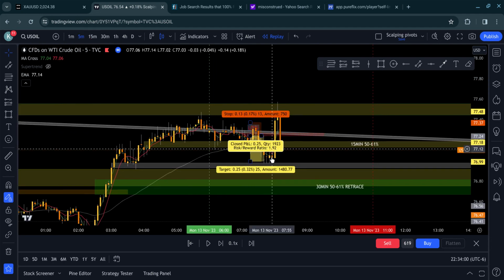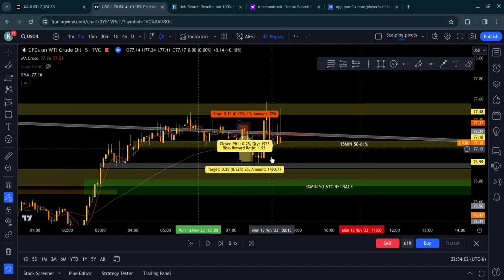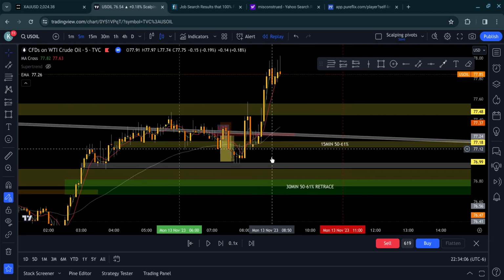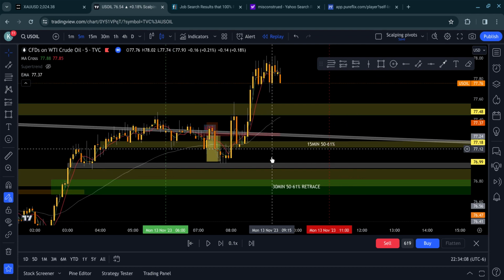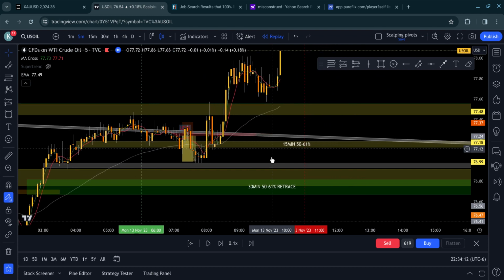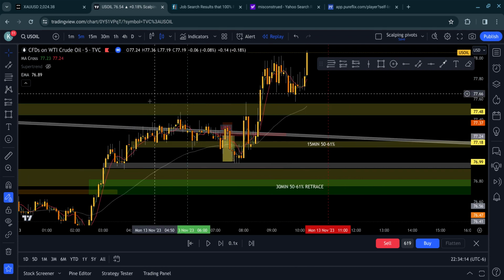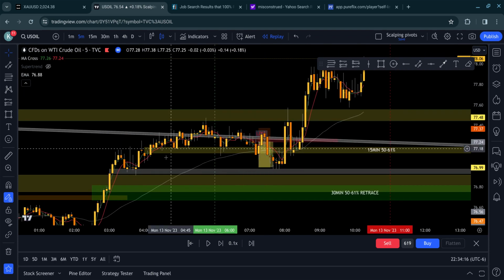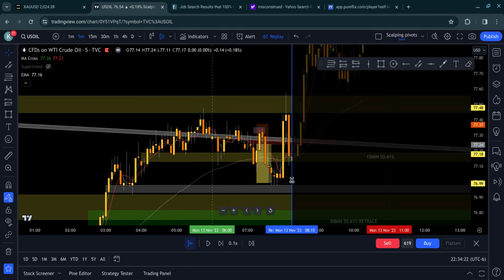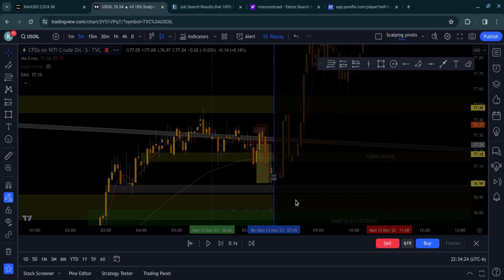So I'm gonna wait and see what happens. And sure enough, it goes up. So what do I do in situations like this? As far as backtesting is concerned, this is the zone that I initially said I could possibly wait for a pullback into. Now let me show you how I would have taken a trade off of that zone.